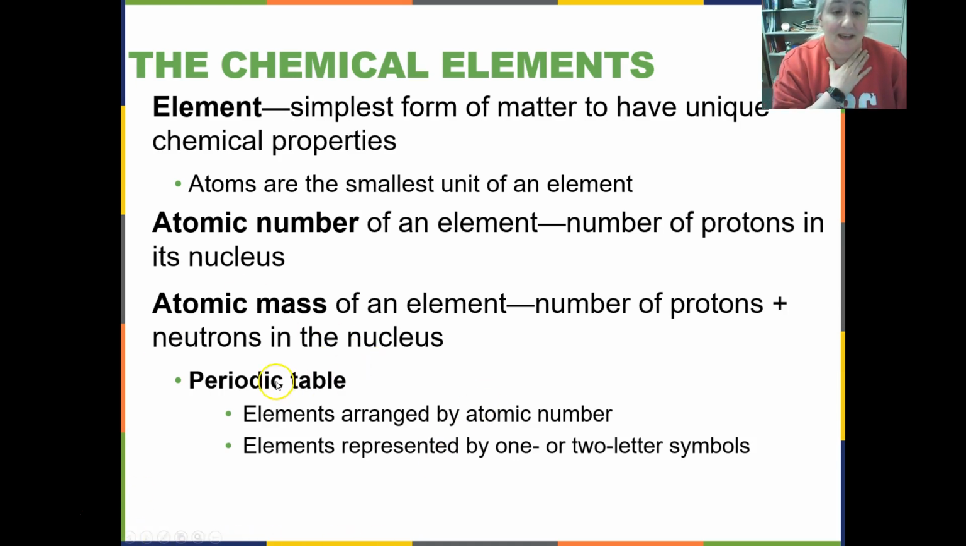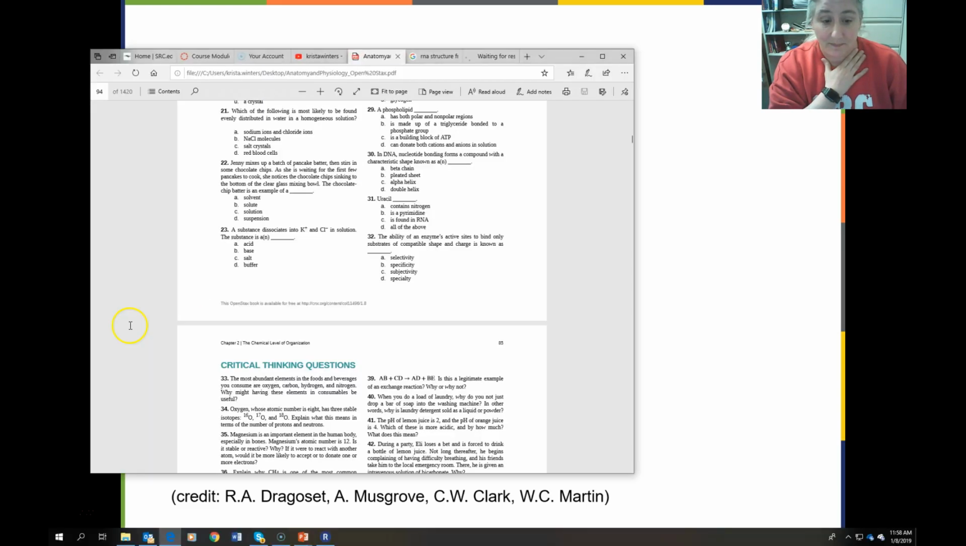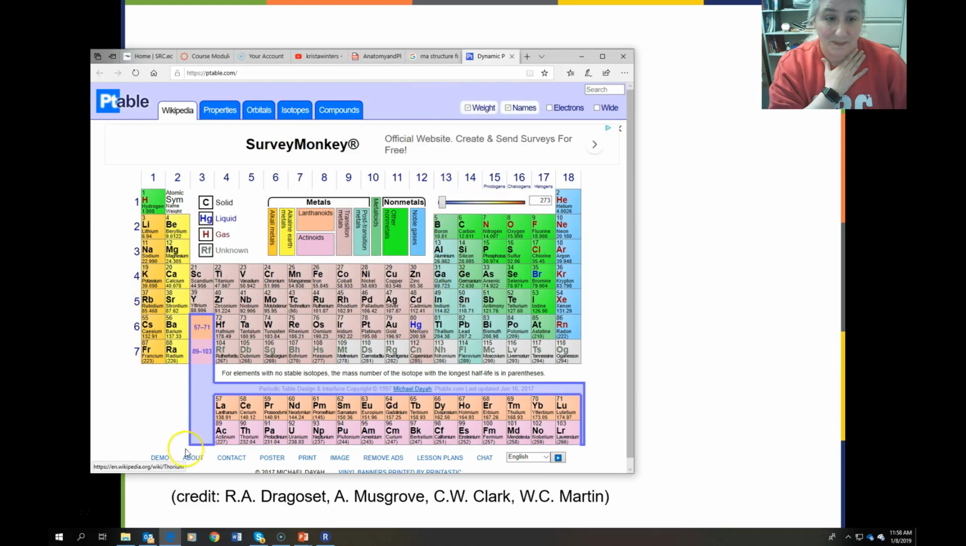You can see all of the elements in a periodic table. So here's a periodic table. I'm going to go to the page where this periodic table is found so that you can actually see it better. Boom. You can look at every single element.